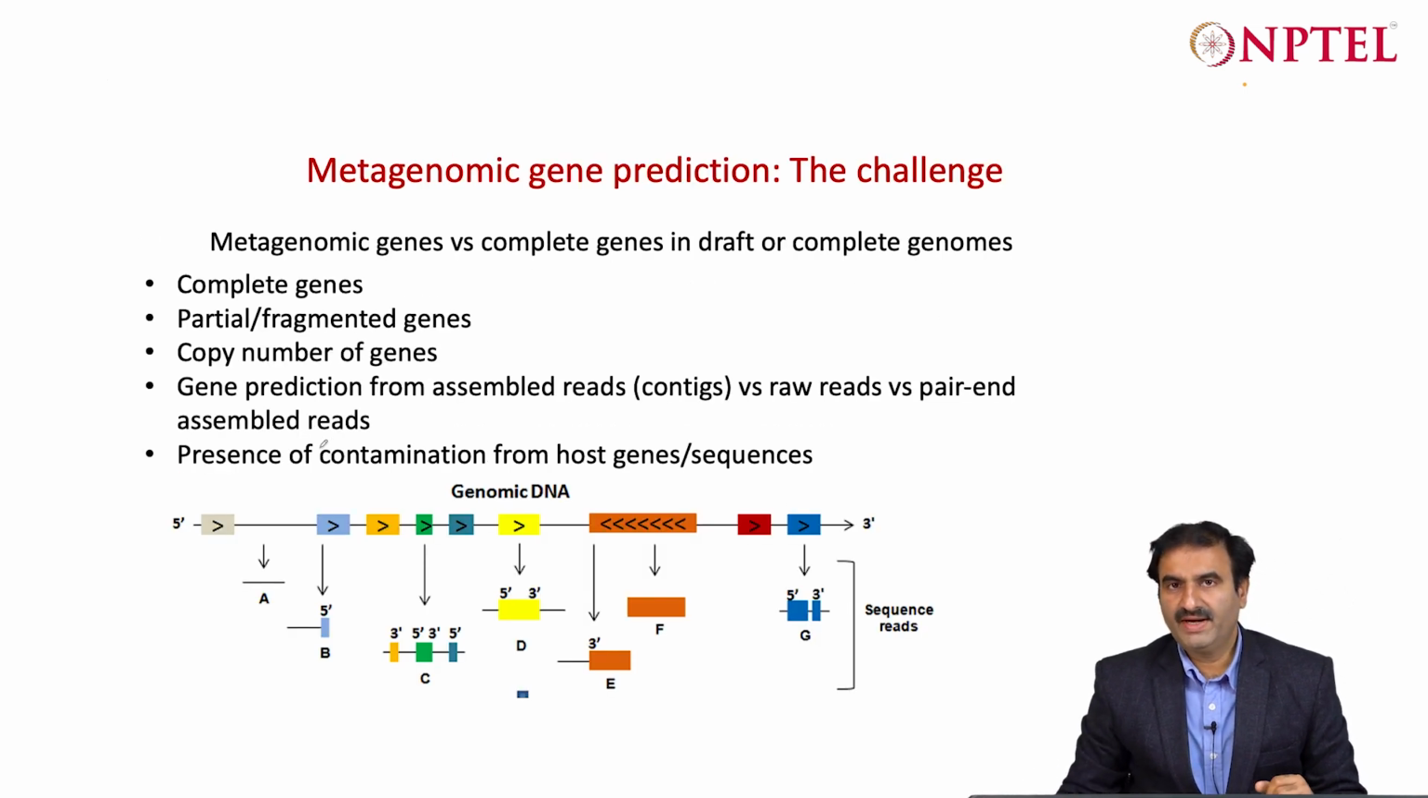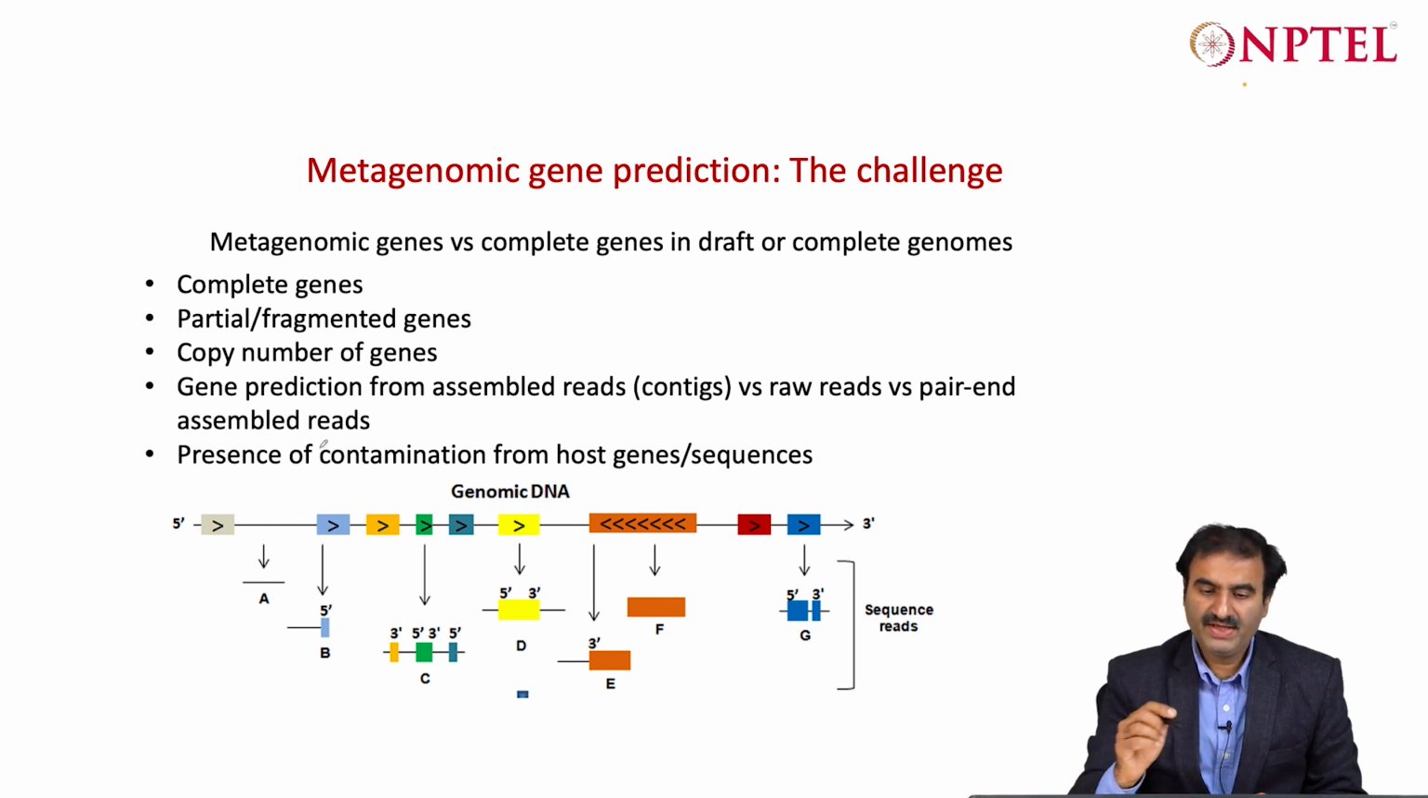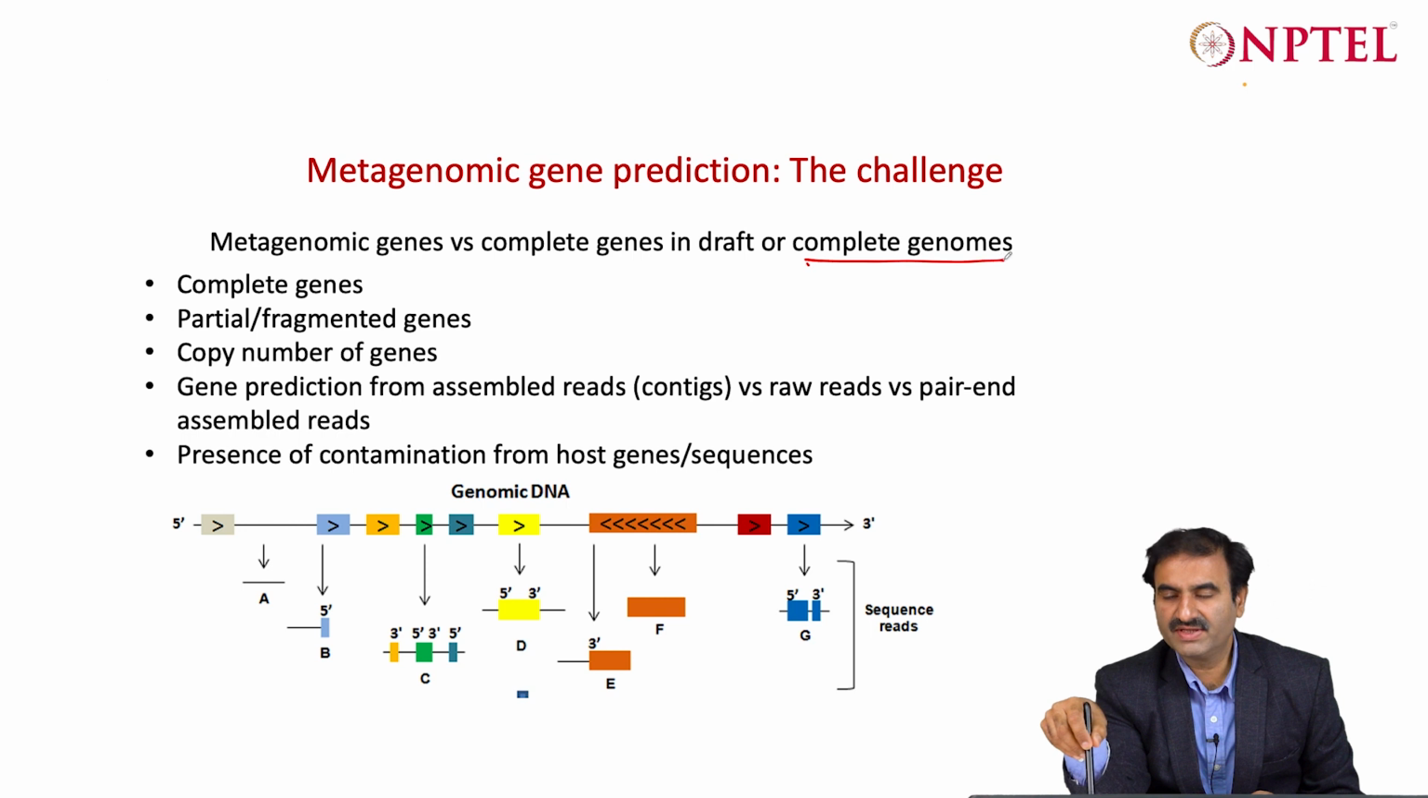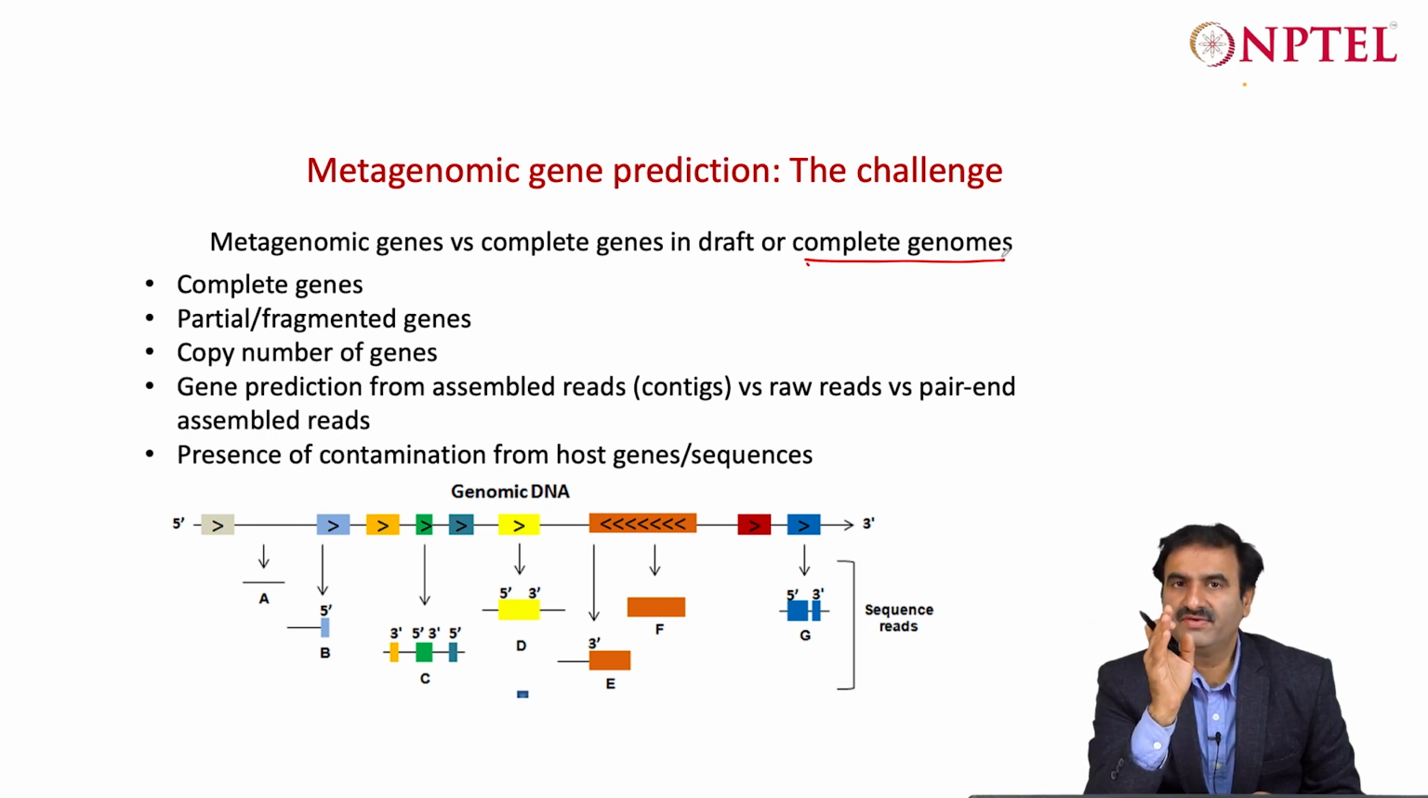So metagenomic gene prediction is a little challenging, because in complete genomes you are dealing with complete genes that have a start and an upstream region that includes the RBS, TATA box and these things, right?